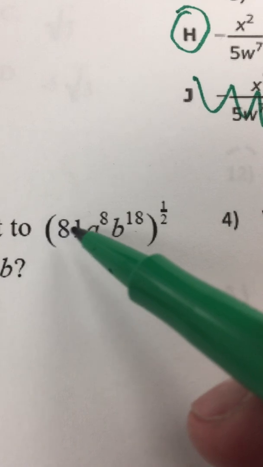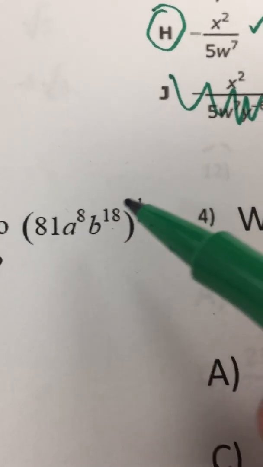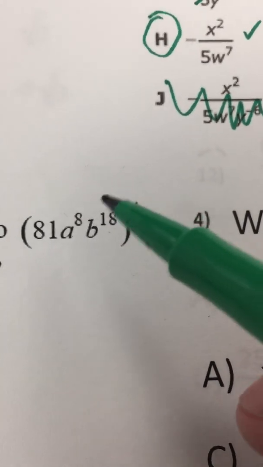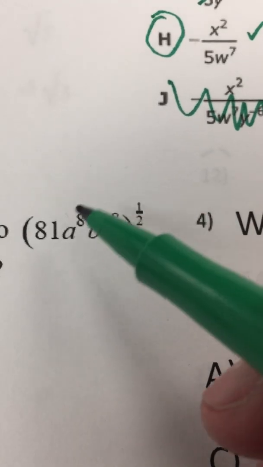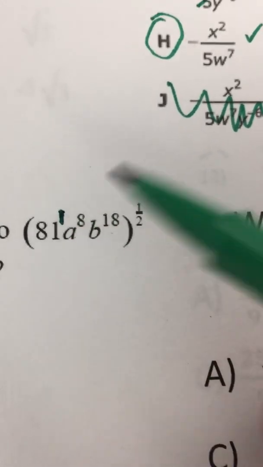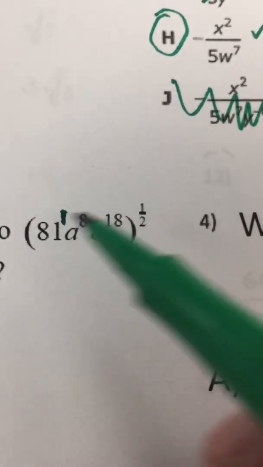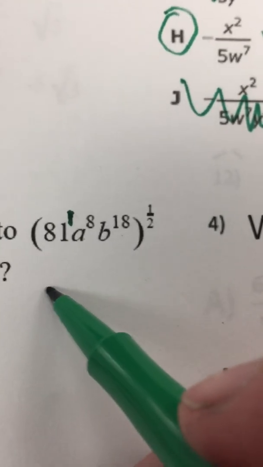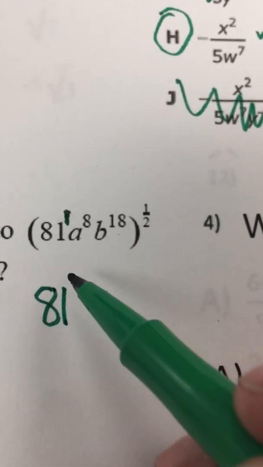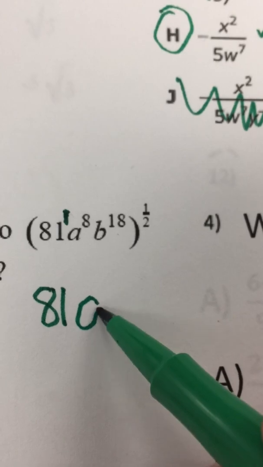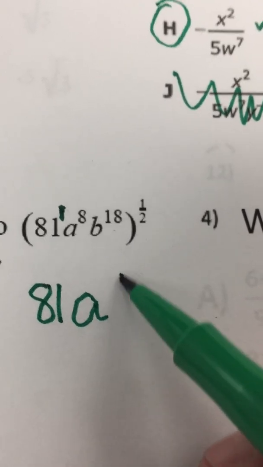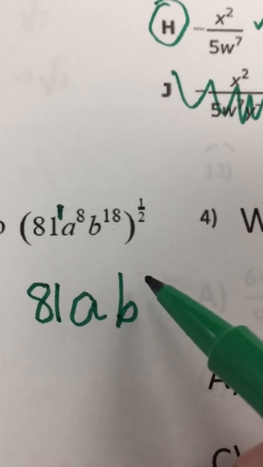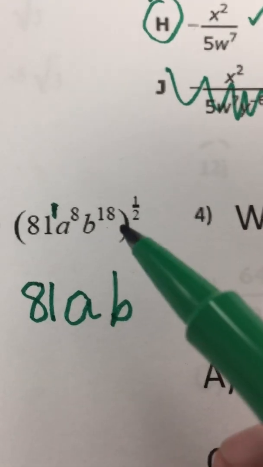So notice in this thing, I've got a whole lot of pieces inside. So it's the 1/2 times 18, 1/2 times 8, and 1/2 times the exponent, which is a 1. So write those exponents in if there's not an exponent already there. When I get done, I'm going to have 81 with the new exponent. I'm going to have an a with a new exponent. I'm going to have b with a new exponent. And the parentheses will be gone.